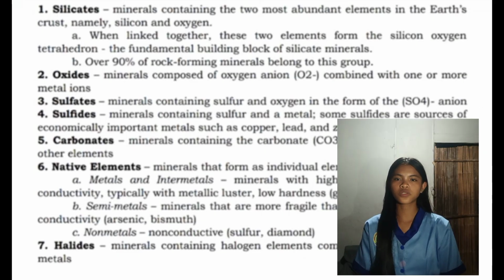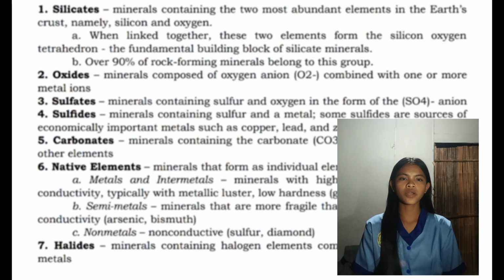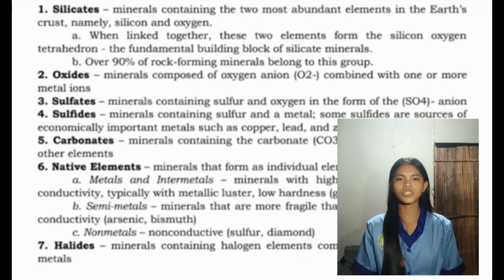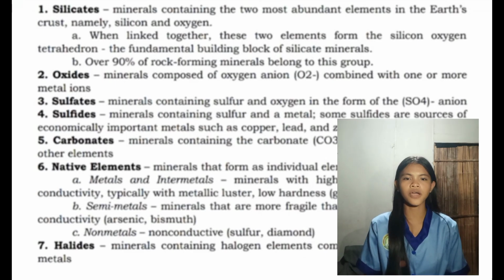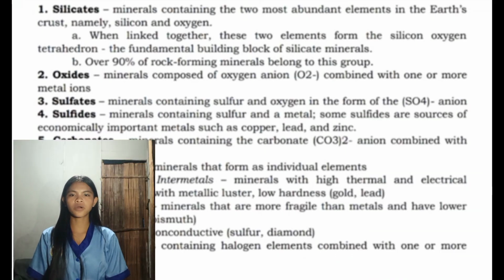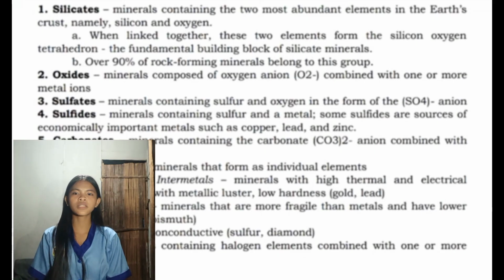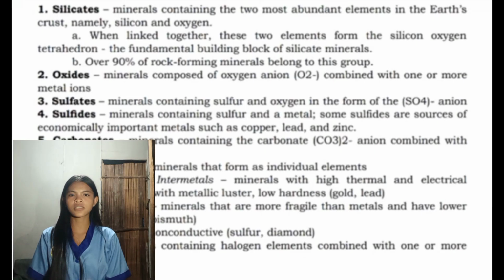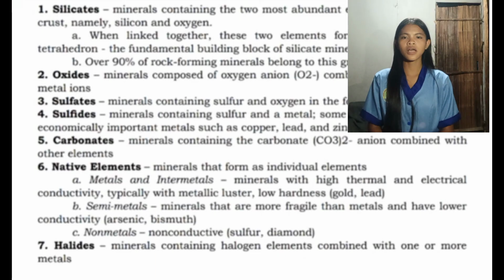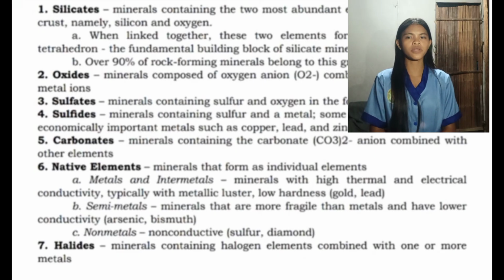Second, oxides. Minerals composed of oxygen ions combined with one or more metal ions. Third, sulfates. Minerals containing sulfur and oxygen in the form of the sulfate ion. Fourth, sulfides. Minerals containing sulfur and a metal. Some sulfides are sources of economically important metals such as copper, lead, and zinc. Fifth, carbonates. Minerals containing the carbonate anion combined with other elements.